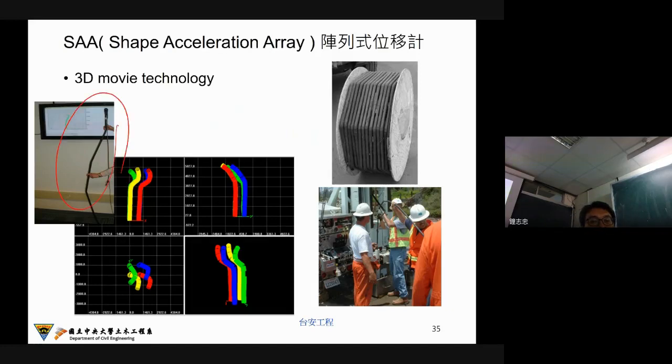okay, this was originally used for 3D movie technology, but right now we can use this SAA, shape acceleration array. This is originally based on the accelerometer. So we can put this into the ground piece by piece. It is just like the inclinometer, piece by piece. It keeps the high spatial resolution, but however, much more expensive than the IPI. Okay, there will be another problem if you have only a limited project at all.